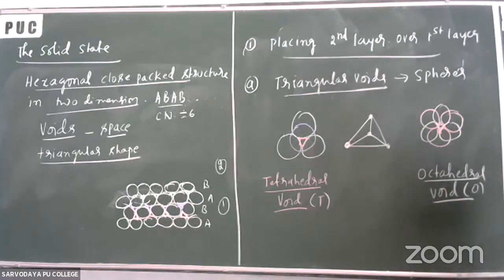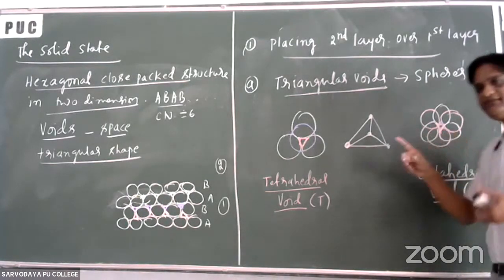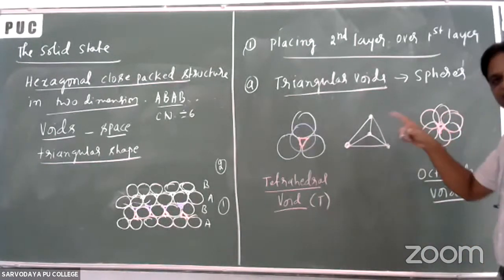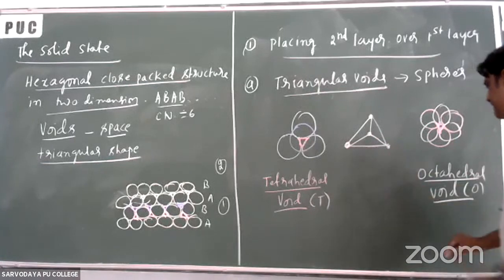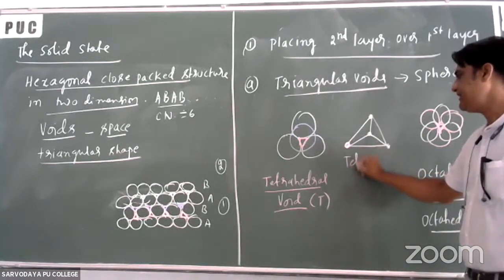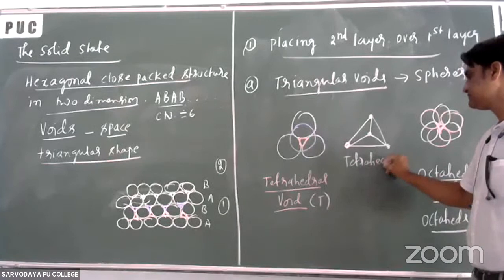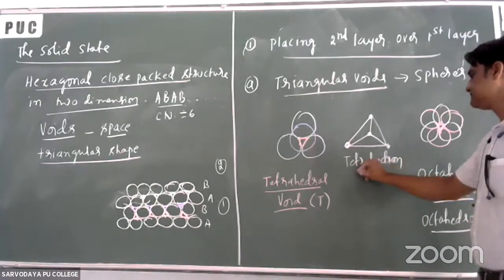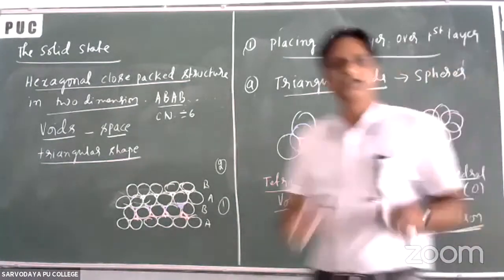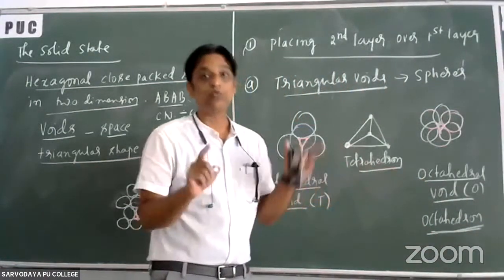Okay. So why is it called an octahedral void? If we join the centers of the six spheres, it actually produces an octahedron. This produces a tetrahedron. That's why it is called a tetrahedral void. Whereas if the centers of six spheres are joined, it produces an octahedron. That's why it is called an octahedral void.